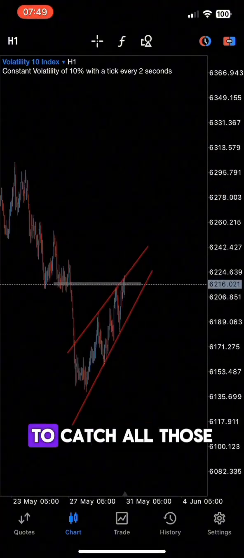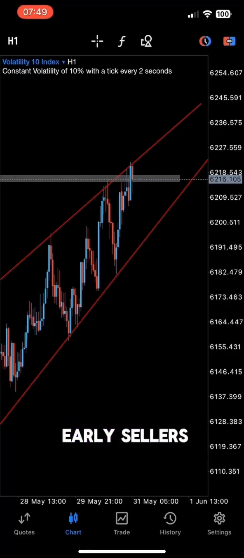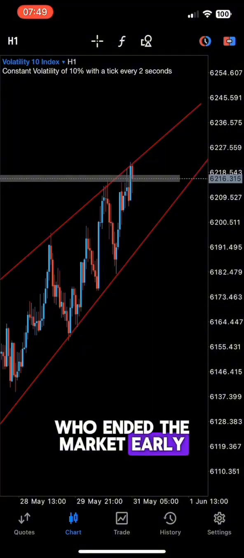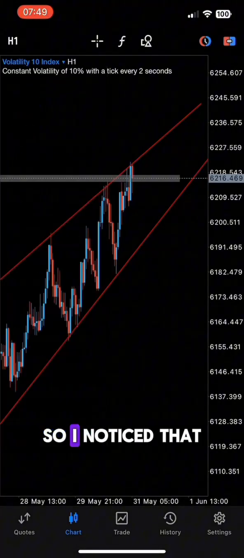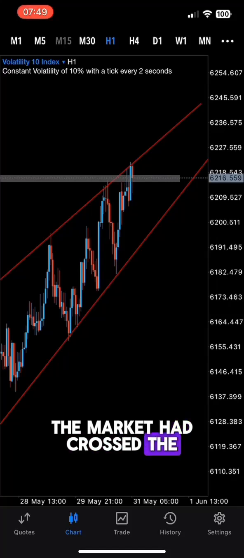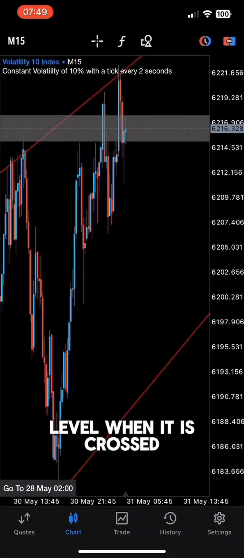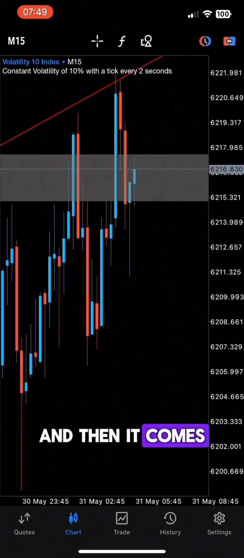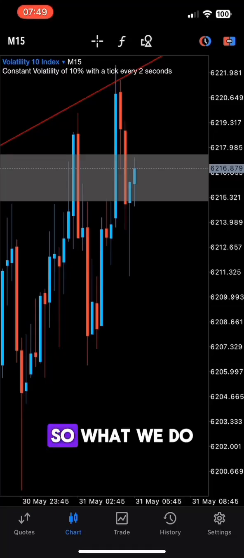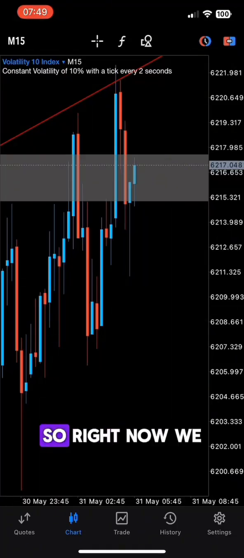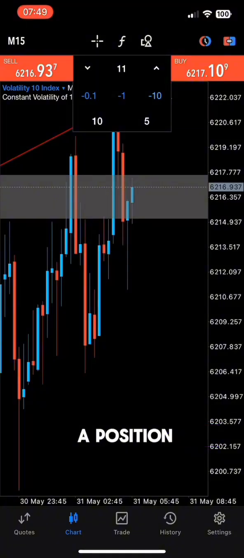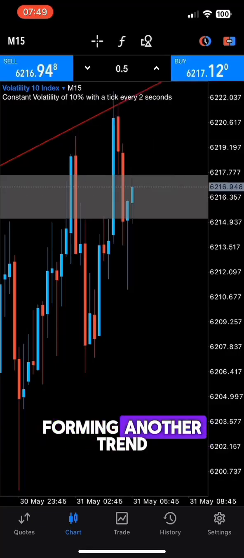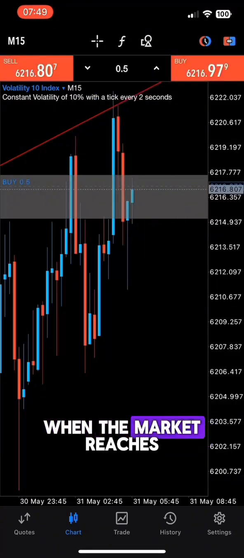This is done to catch all those early sellers, so that all those who enter the market early will be trapped. I noticed that the market had crossed the major resistance level. When this major resistance level is crossed, the market goes up a little bit, and then it comes back to retest that level. So what we do here is we enter buys. Right now we are trying to enter a position where we are trading the fake out. However, the market will be forming another trend. I will show you when the market reaches that level.